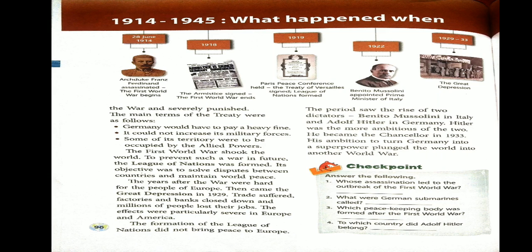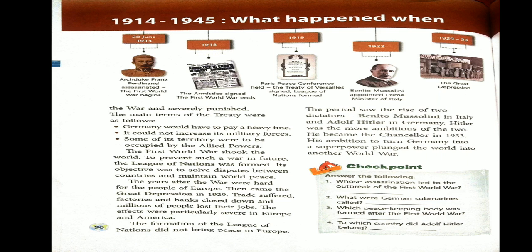The First World War shook the world. To prevent such a war in future, the League of Nations was formed. Its objective was to solve disputes between the countries and maintain world peace. The years after the war were hard for the people of Europe. Then came the Great Depression in 1929.